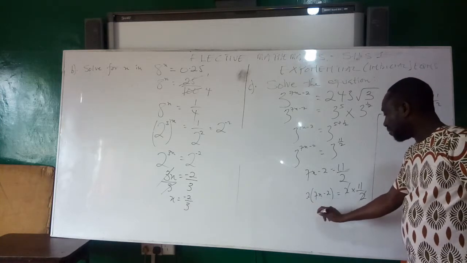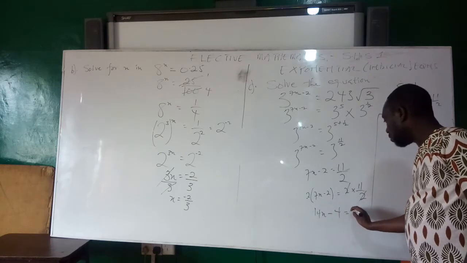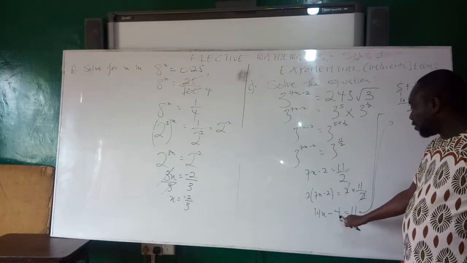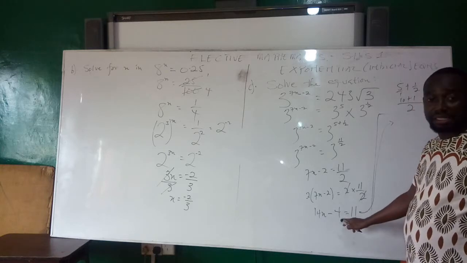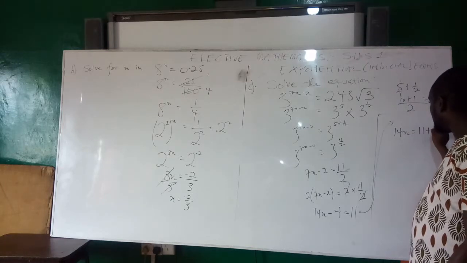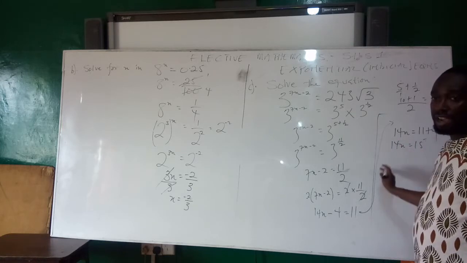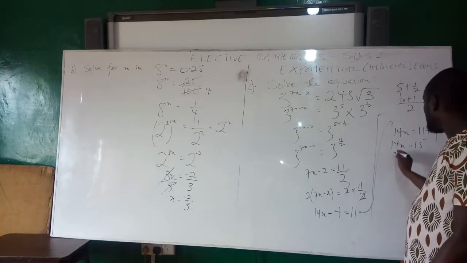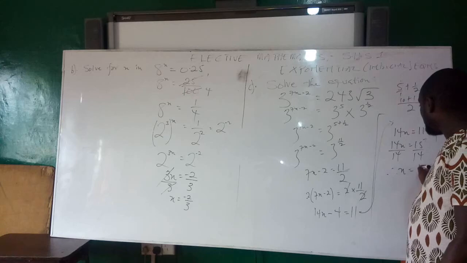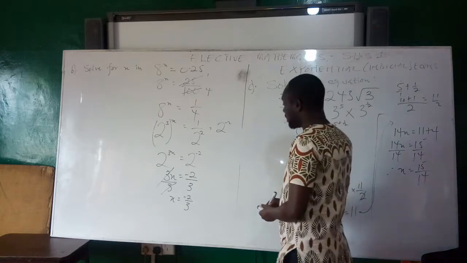So 2 times 7 will give us 14x minus 2 times 2 will give us 4. This is equal to 11. So we can transpose the 4 to this side, or add 4 to both sides. We see the 4 is being subtracted, so you can write this as 14x equals 11 plus 4. Then we get 14x equals 15. So we divide both sides by the coefficient of x, which is 14. Then we therefore have x to be 15 on 14. So there is the solution to the third question.